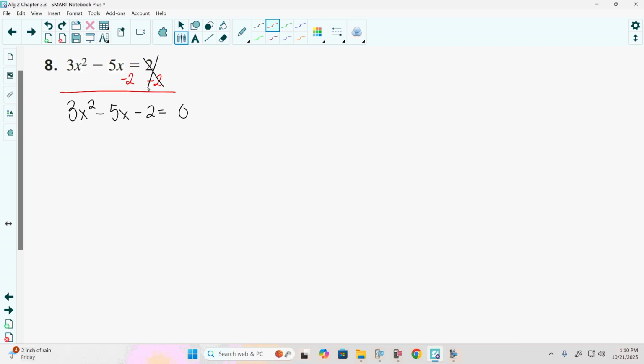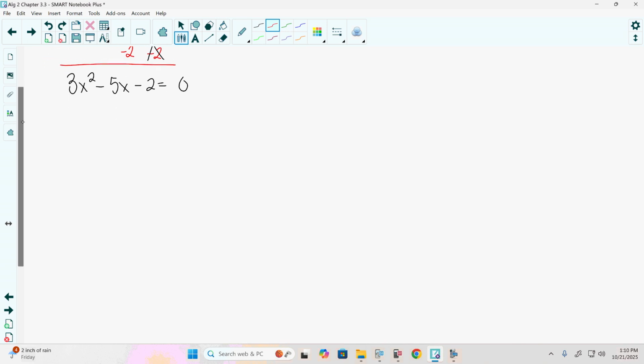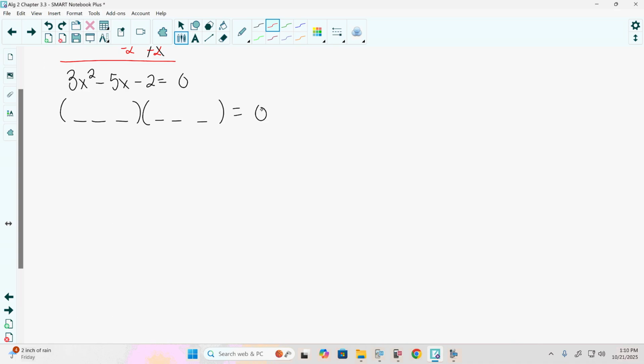Now that we have everything on the same side, we can start factoring. We can look for a greatest common factor between these three terms. Now, since there's not a greatest common factor between 3x squared, 5x, and 2, we'll move on to our two sets of parentheses with 3 spaces. And once we get that set up, we're going to find the sign. If the third term is positive, the signs are the same and match the sign of the middle term. If the third term is negative, our signs are opposite. So one's going to be positive and one's going to be negative.